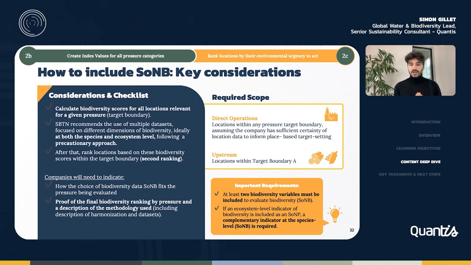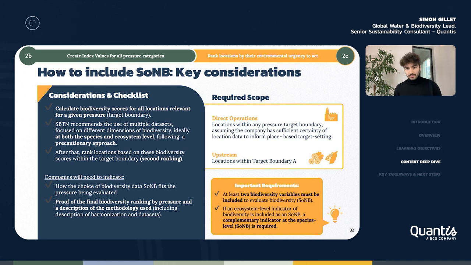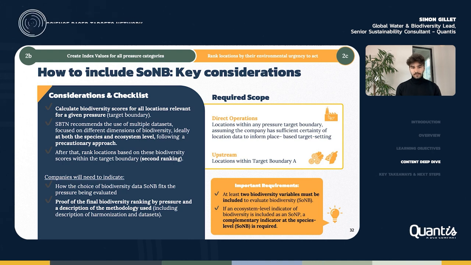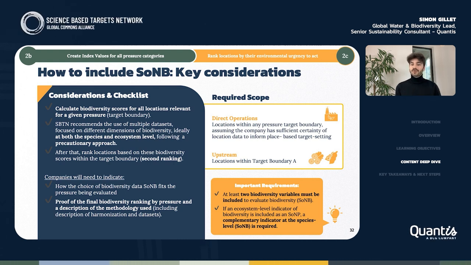We will need to create a second ranking that integrates the state of nature of biodiversity values. In order to do this, you will first have to calculate biodiversity scores for all target boundaries, unless this has been done before, and then rank locations based on these scores. So some additional guidance on the biodiversity state of nature that we use. The SBTN requires the use of at least two biodiversity variables to evaluate biodiversity state of nature: an indicator at ecosystem level and an indicator at species level.